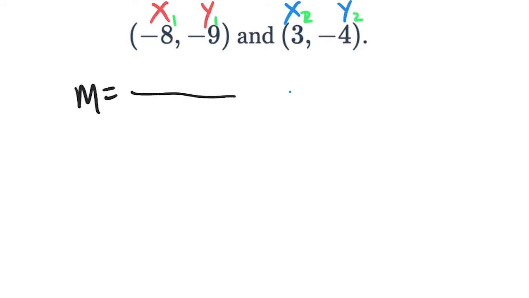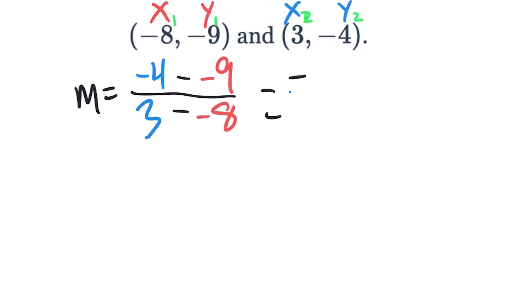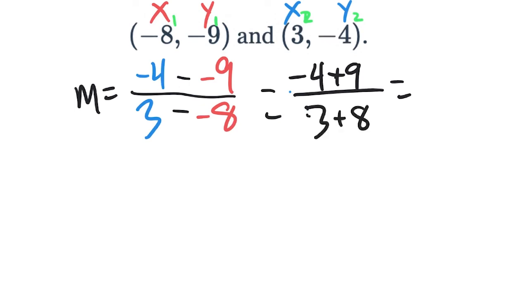I simply set up the equation like this, and I recognize that it's going to be -4 minus -9, and then it's going to be 3 minus -8. And so what does that mean? It's going to simplify to -4 plus 9 over 3 plus 8, and that gives us what? 5 over 11. So that's our slope. It's going to be up 5 to the right 11.